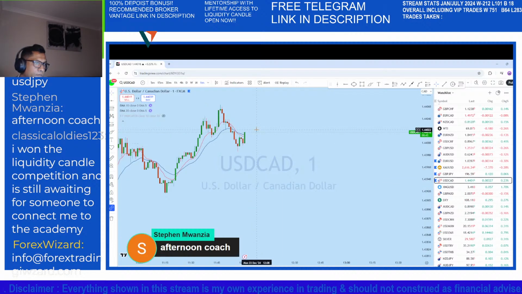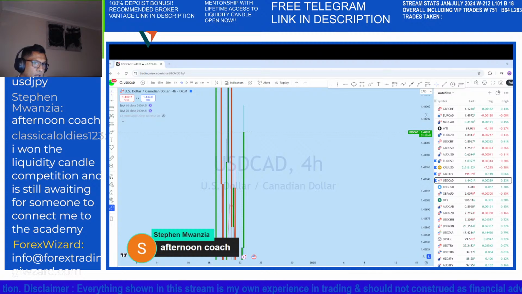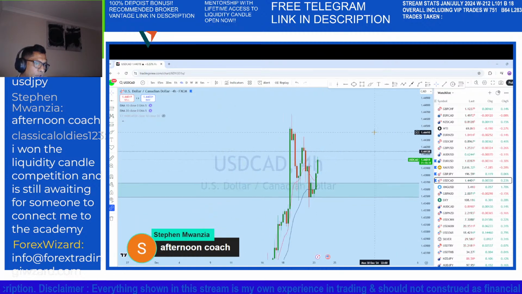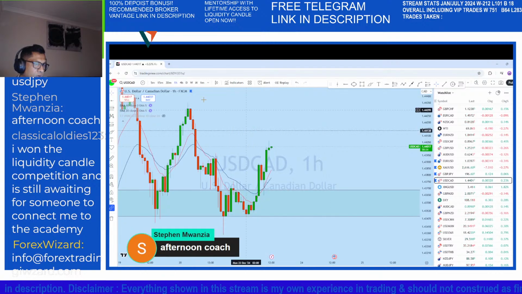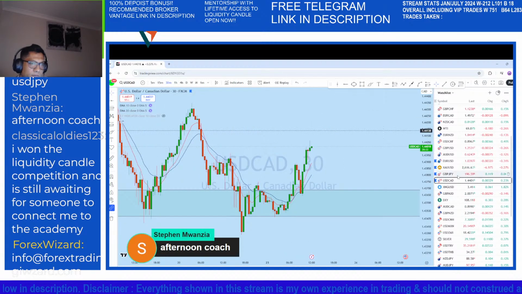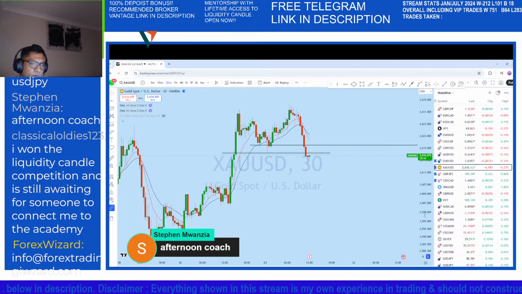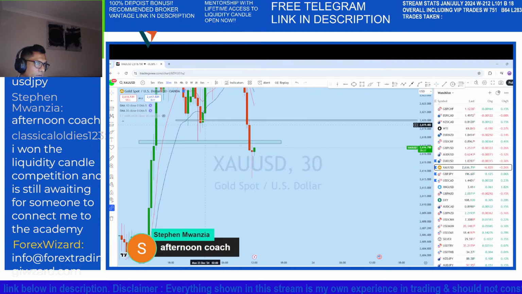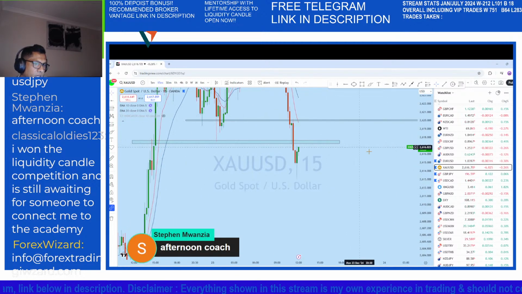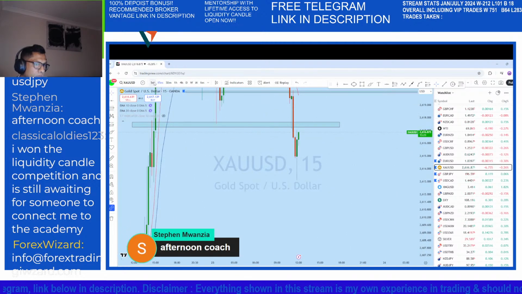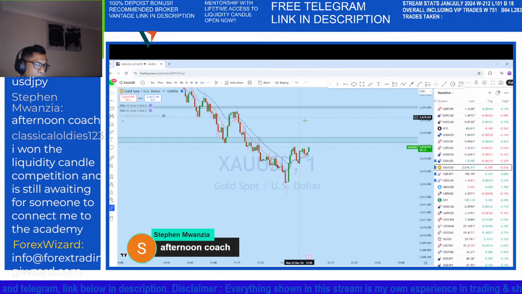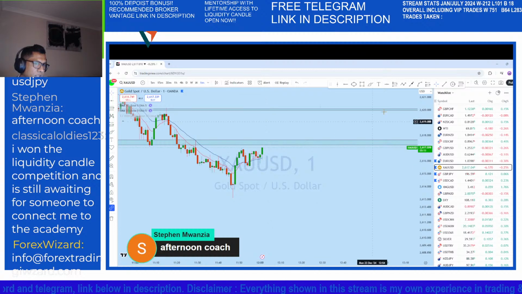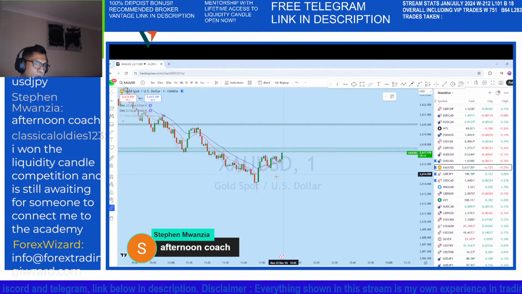So dollar CAD, if we look here, dollar CAD is also in an uptrend. I have posted also early today an update in the VIP group about dollar CAD and other instruments. If you look at XAUSD here on the 15 minutes, we can see that locally it is in an uptrend here.